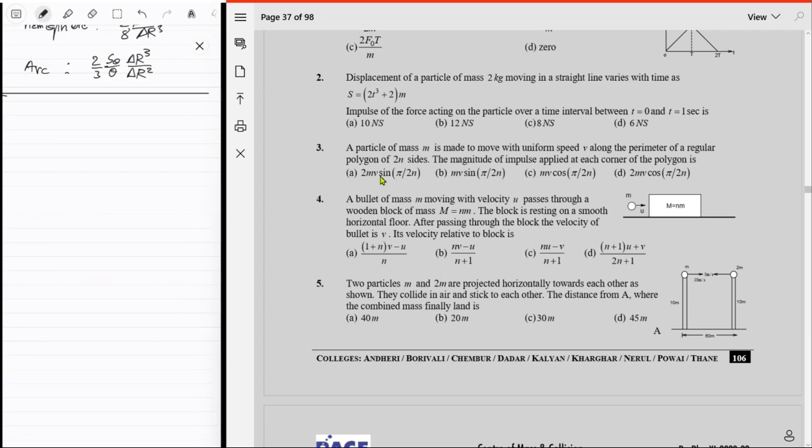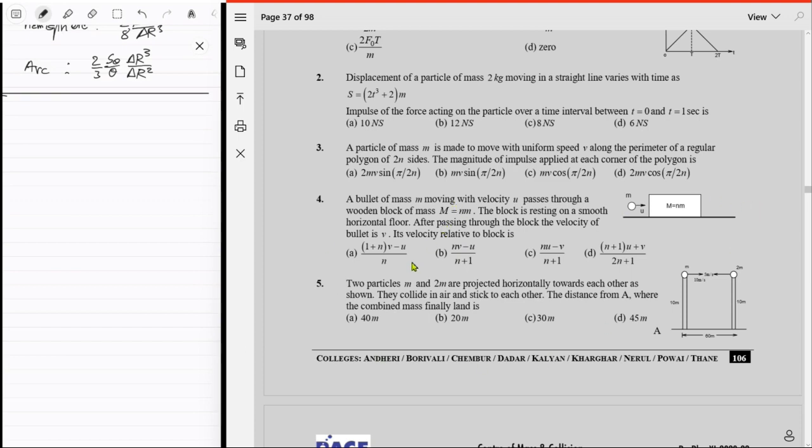Next, we have a bullet of mass m moving with velocity u that passes through a wooden block of mass capital M, which is n times small m. The block is resting on a smooth horizontal floor. After passing through the block, the velocity of the bullet is v. So it passes through it.